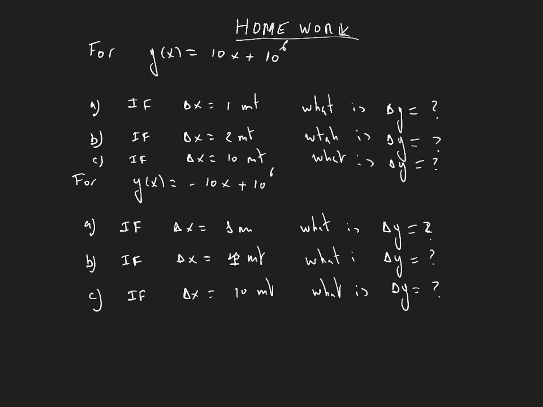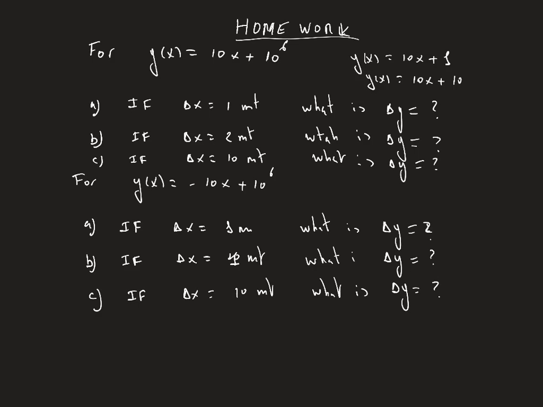So please do this homework. For this case, the curve is y of x equals 10x plus 10 to the 6. And I want to know, if I do one step of 1 meter, what is the change in y? Well, I have put 10 to the 6 to make you understand that all the results of this problem will be the same, even if I put, instead of this equation, y of x equals 10x plus 1, or y of x equals 10x plus 10. All the results will be the same.